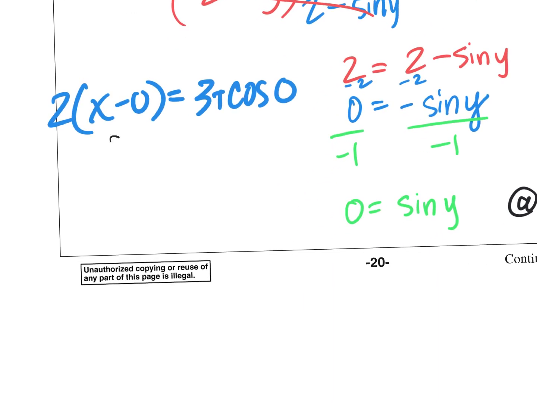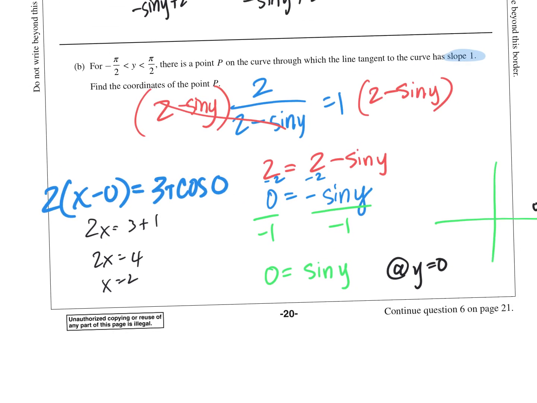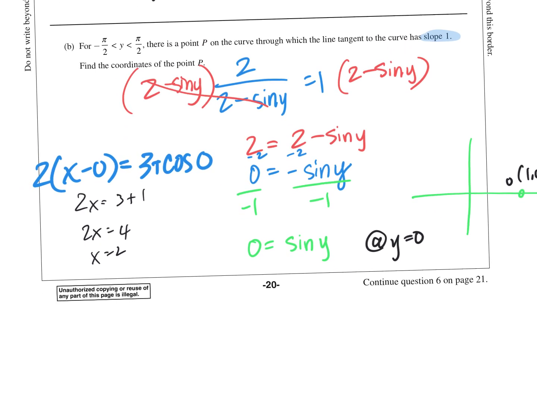I would get 2x equals 3 plus, anyone remember the cosine of 0? Yeah, the x value at that coordinate is 1. And it says find the coordinates of point P. X is 2, my y is 0. There's my point P.